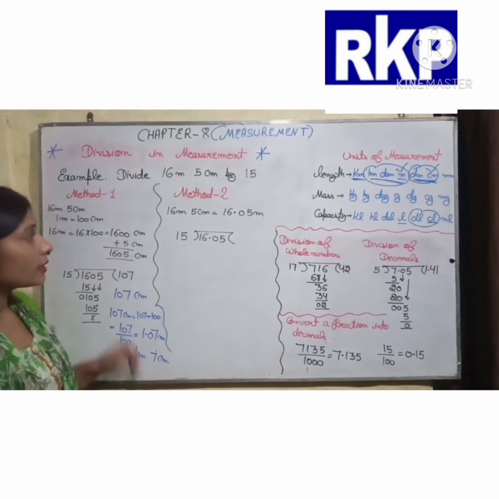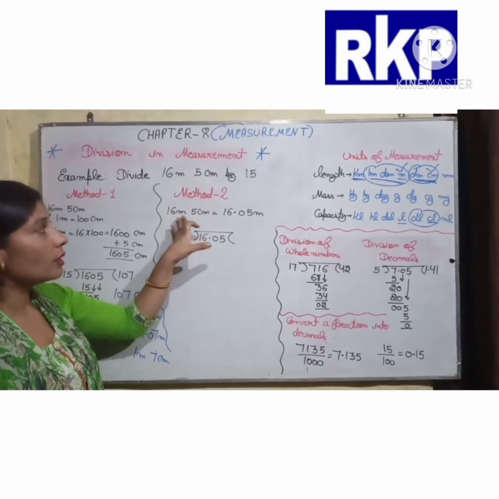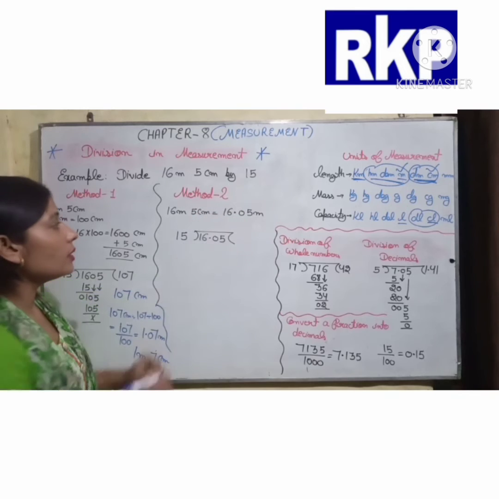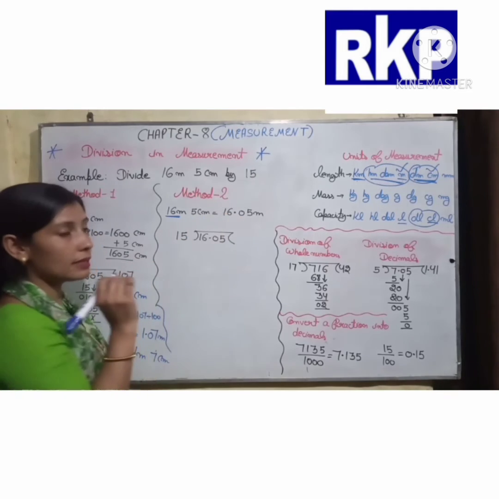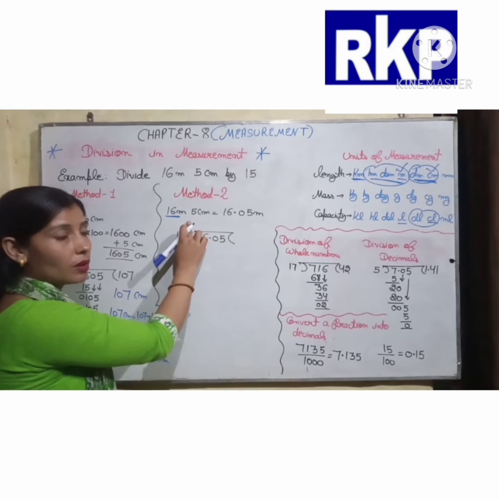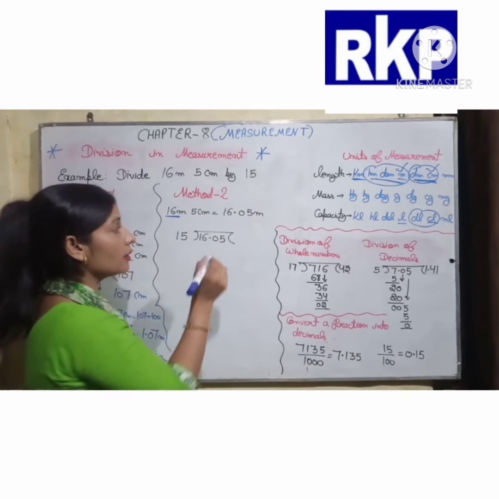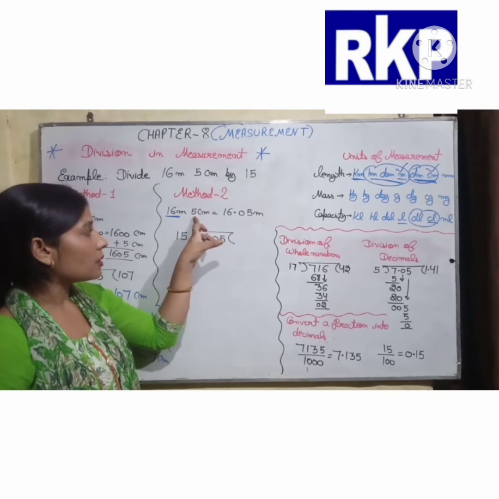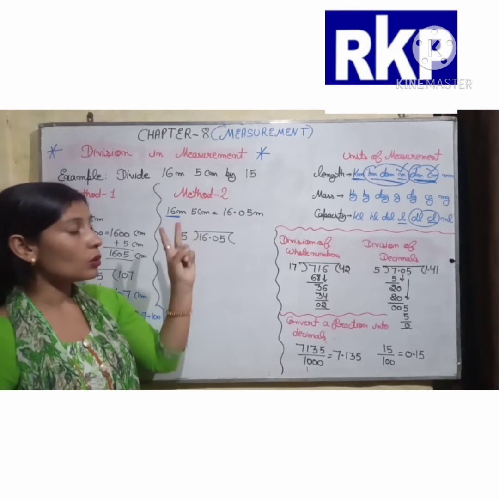Now let us see the second method. In this beta, we have to convert this into decimals. So how can we convert? For meter we have 16, so we have to write 16. Then after meter, after this greater unit, we have to put decimal point, and then we have to write 5 centimeters. Here we have only one digit, but here we should have two digits.